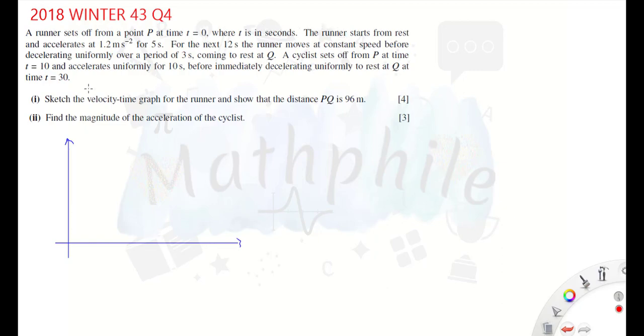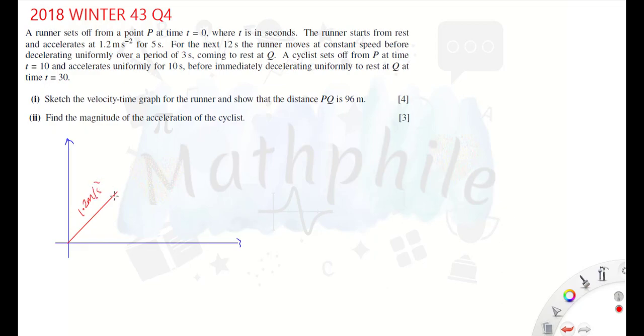The runner starts from rest and accelerates uniformly at a rate of 1.2 meters per second squared. So let me get my diagonal line. This is where the runner starts from. Let's say he ends somewhere here, and the rate at which this person is going is 1.2 meters per second squared. So that becomes a gradient.